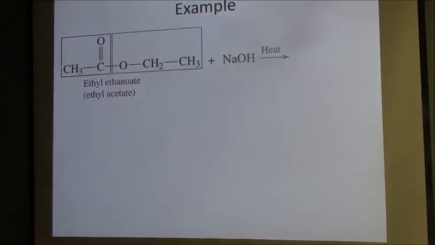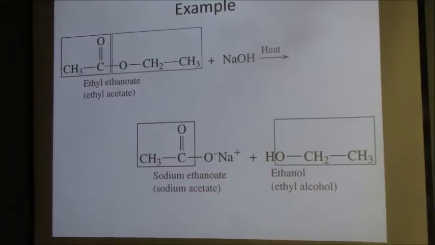So, for instance, if we're using ethyl ethanoate, there's the carboxyl part, there's the alcohol part. You're just going to undo the esterification. And it's going to be in the salt form. So sodium ethanoate and then ethanol. Instead of there being an H right here, you're going to have an Na+. So basically you're just undoing the esterification reaction. And that's an overview of nomenclature and reactions of carboxylic acids and esters.